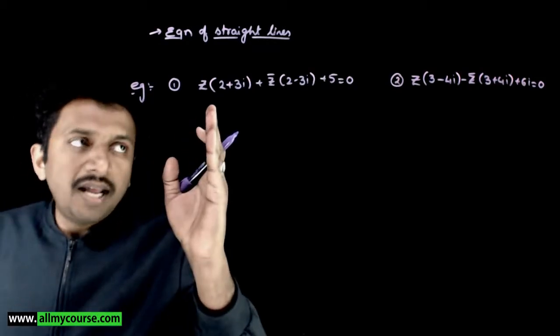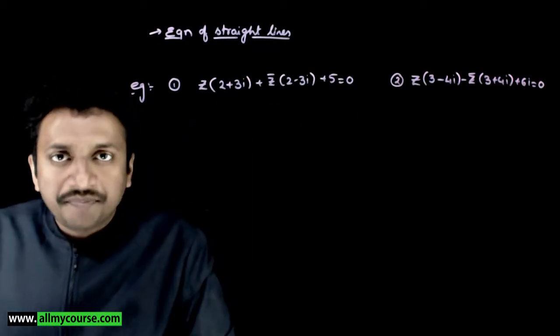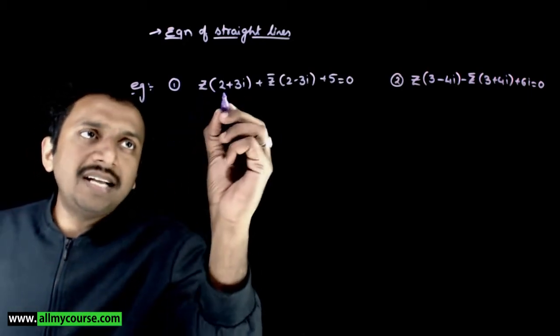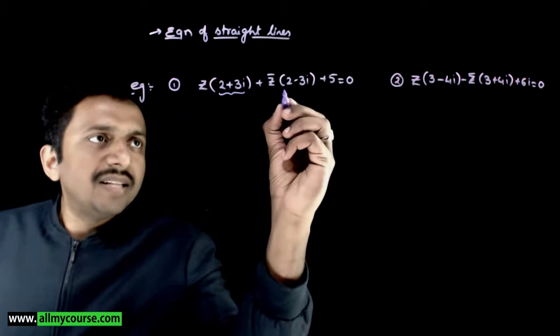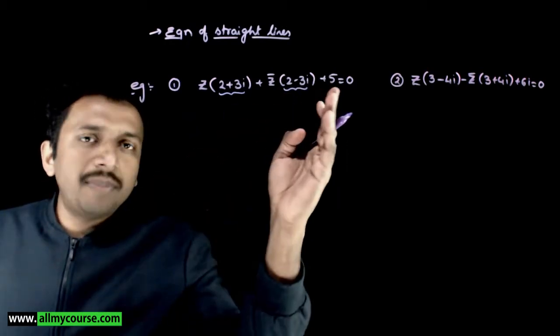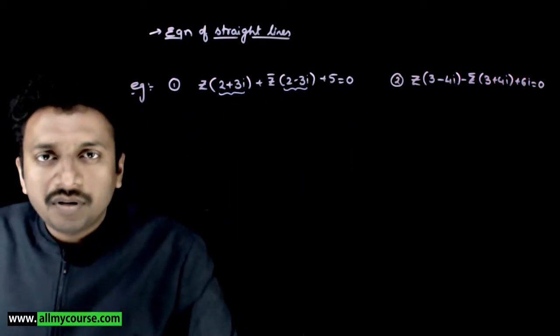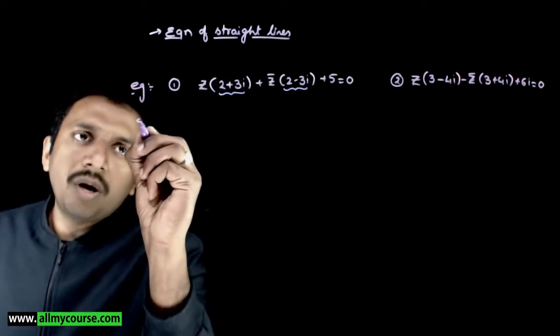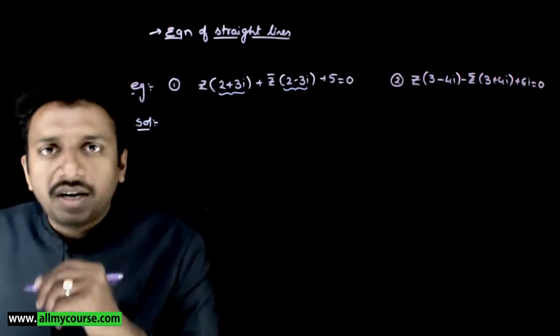So let us take these two examples for analysis. First, let us take the equation z times (2 + 3i) + z bar times (2 − 3i) + 5 = 0. This is an equation of a straight line. Now what is the slope of this straight line?